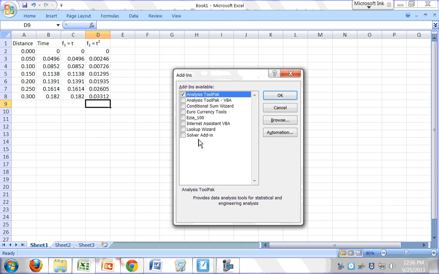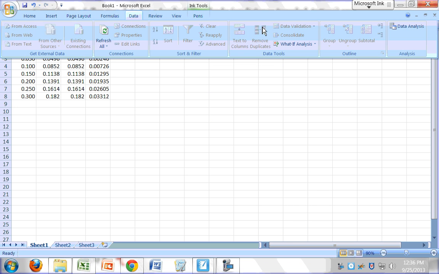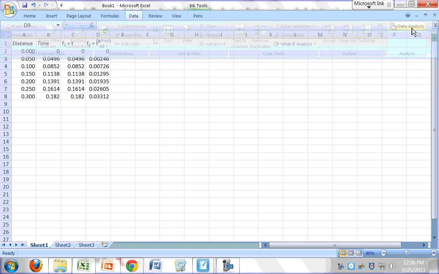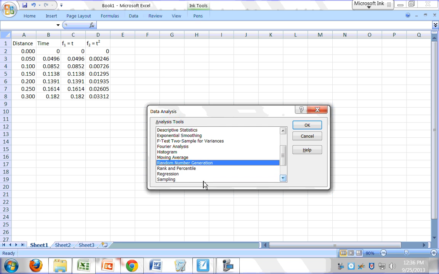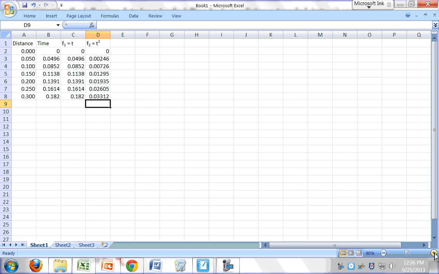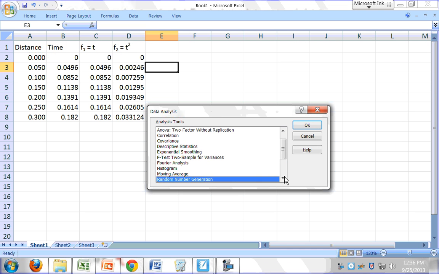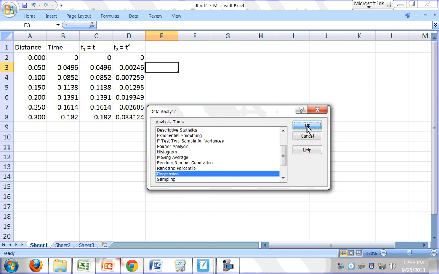So if you don't see Analysis on your Excel, like the one at home, then that's what you need to do. Hit OK. And now if I hit Data here, it should say Data Analysis on the right. Click Data Analysis and then find Regression down here. Let me zoom in on this again. Data Analysis, find Regression from the menu, hit OK.